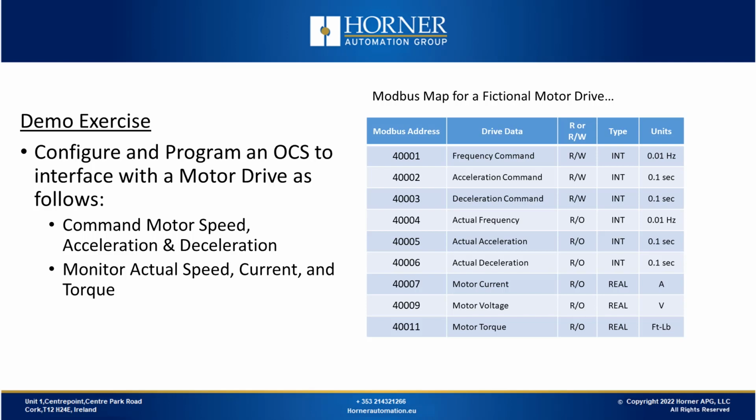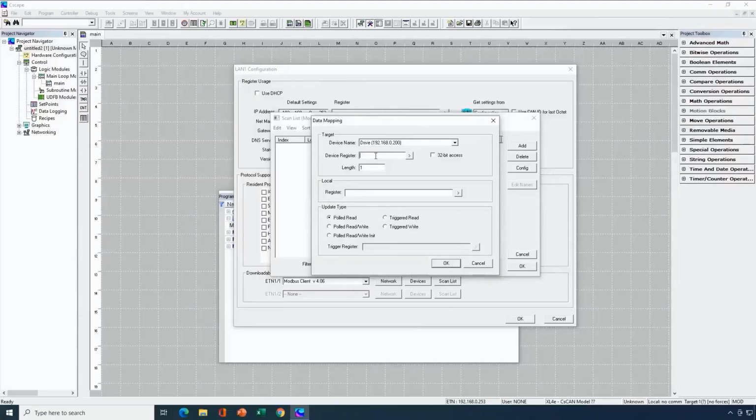So our data is starting at Modbus 40001 up to Modbus 40011. The last three variables are real values, which take up 2 consecutive words. So our overall length here to read all this information is actually 12 words. So back in Cscape, we'll set the device register to 40001 and the length to 12.